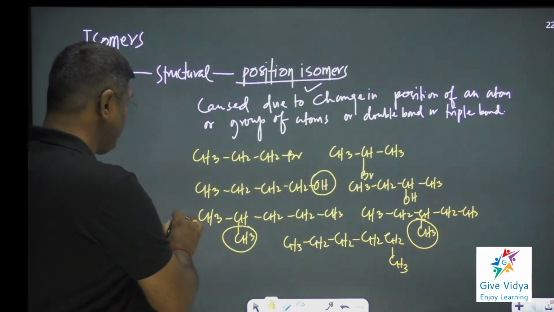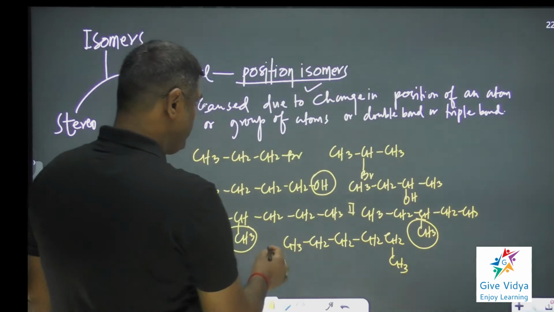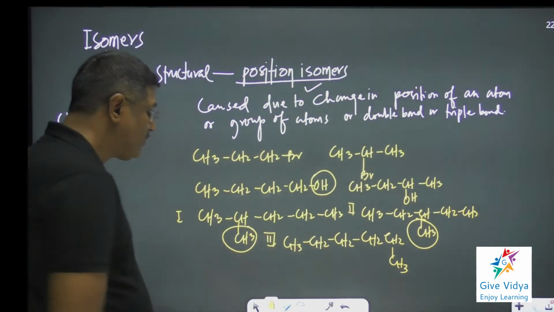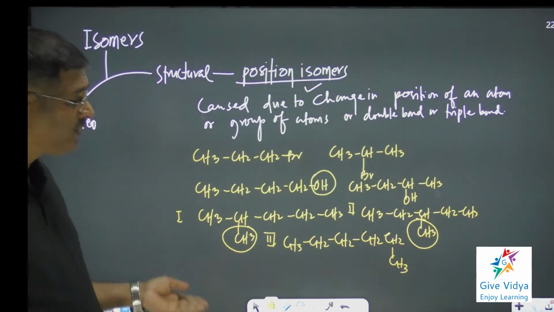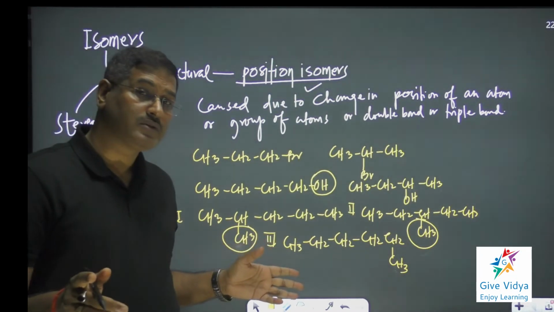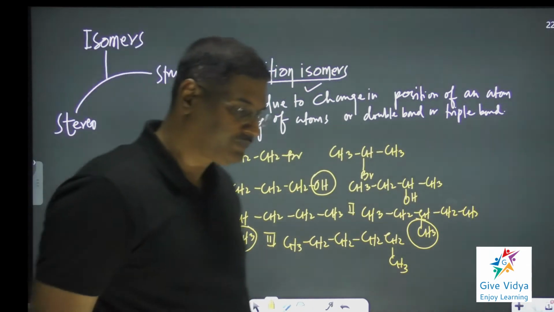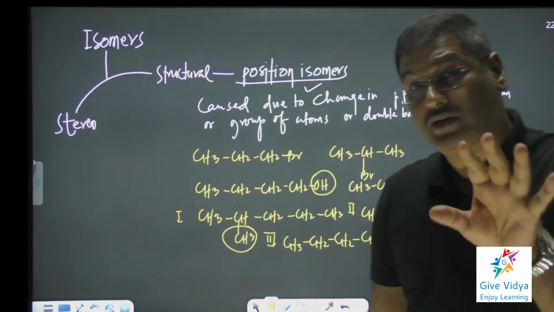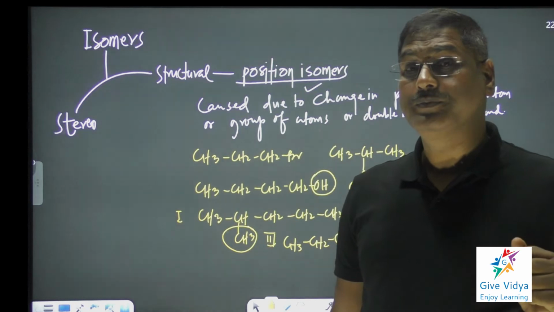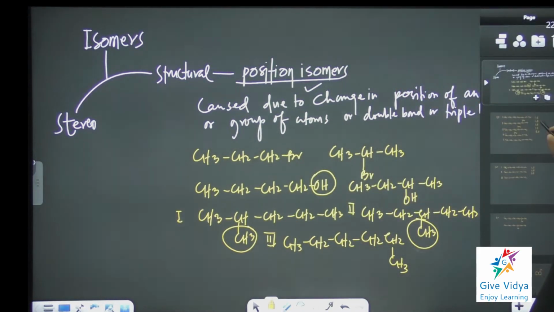Then what are these two? If you compare, if you say this one is 1 and this one is 2 and this one is 3, what about 1 and 3? 1 and 3, these two are chain isomers, not position isomers. Correct. Here I take a few more examples where you will understand this part better.